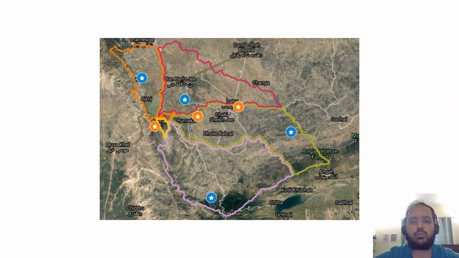So what you see right now on the screen is an image of Namal Valley, in fact a satellite view, and what you see marked by the stars are rain gauges that we have placed in the valley, and these rain gauges give us measurements of rain at the location where we have installed them.